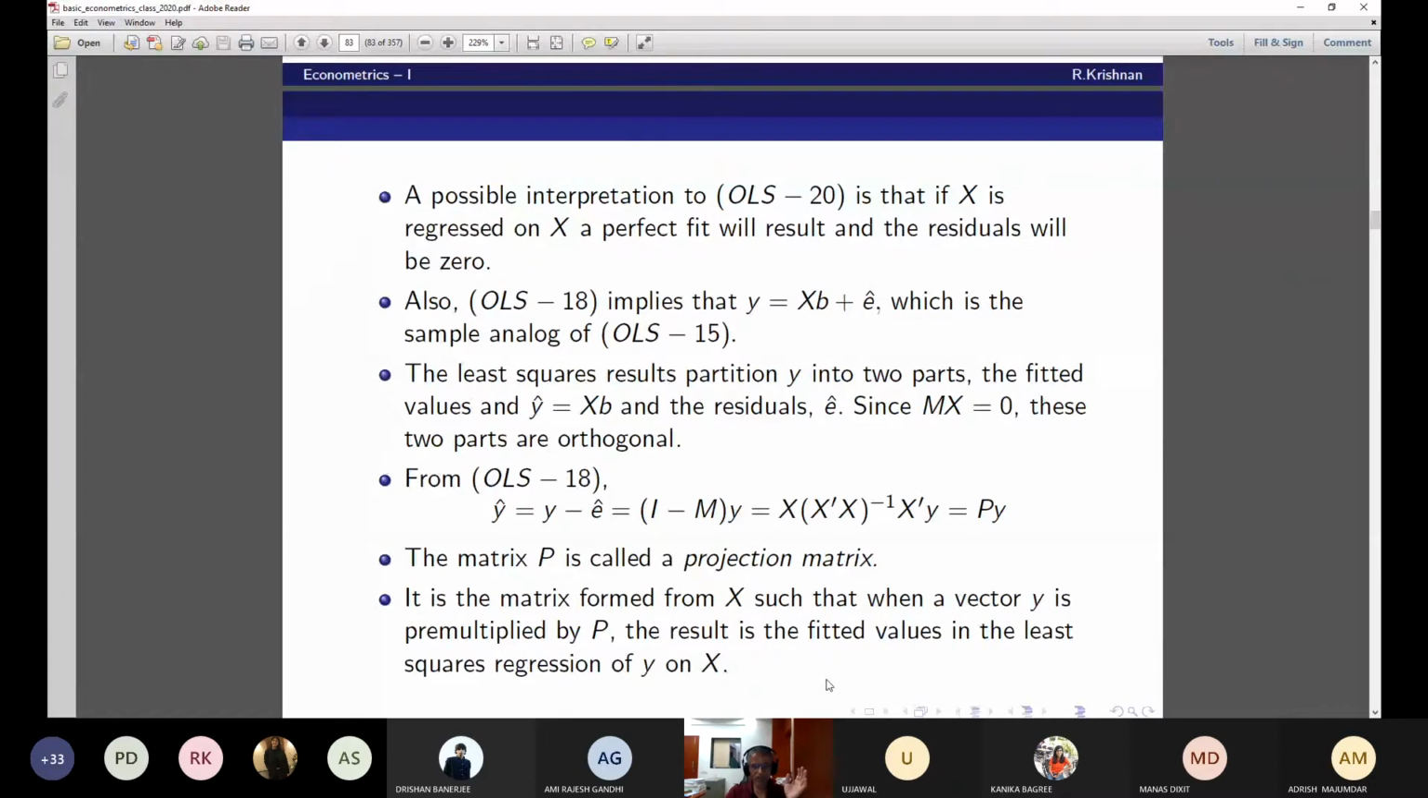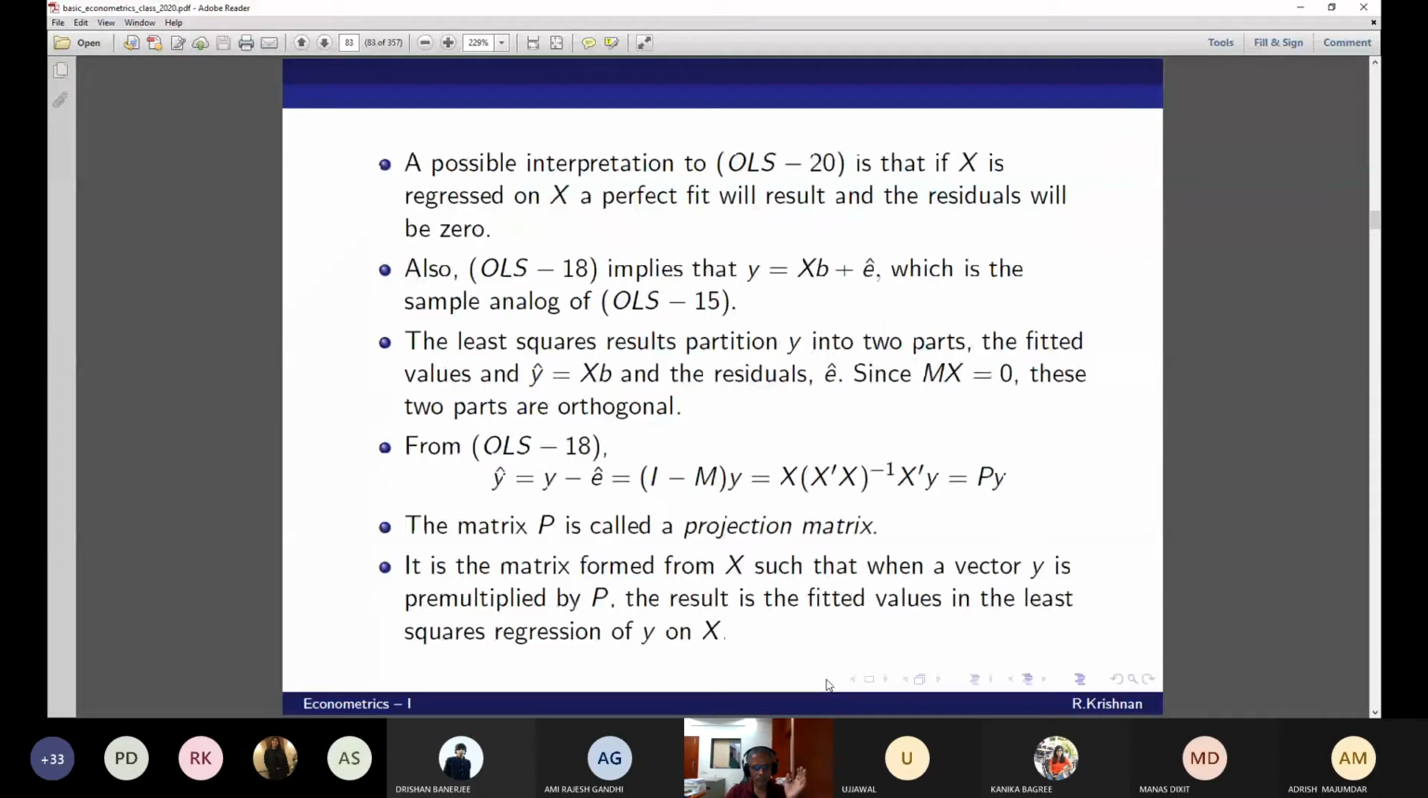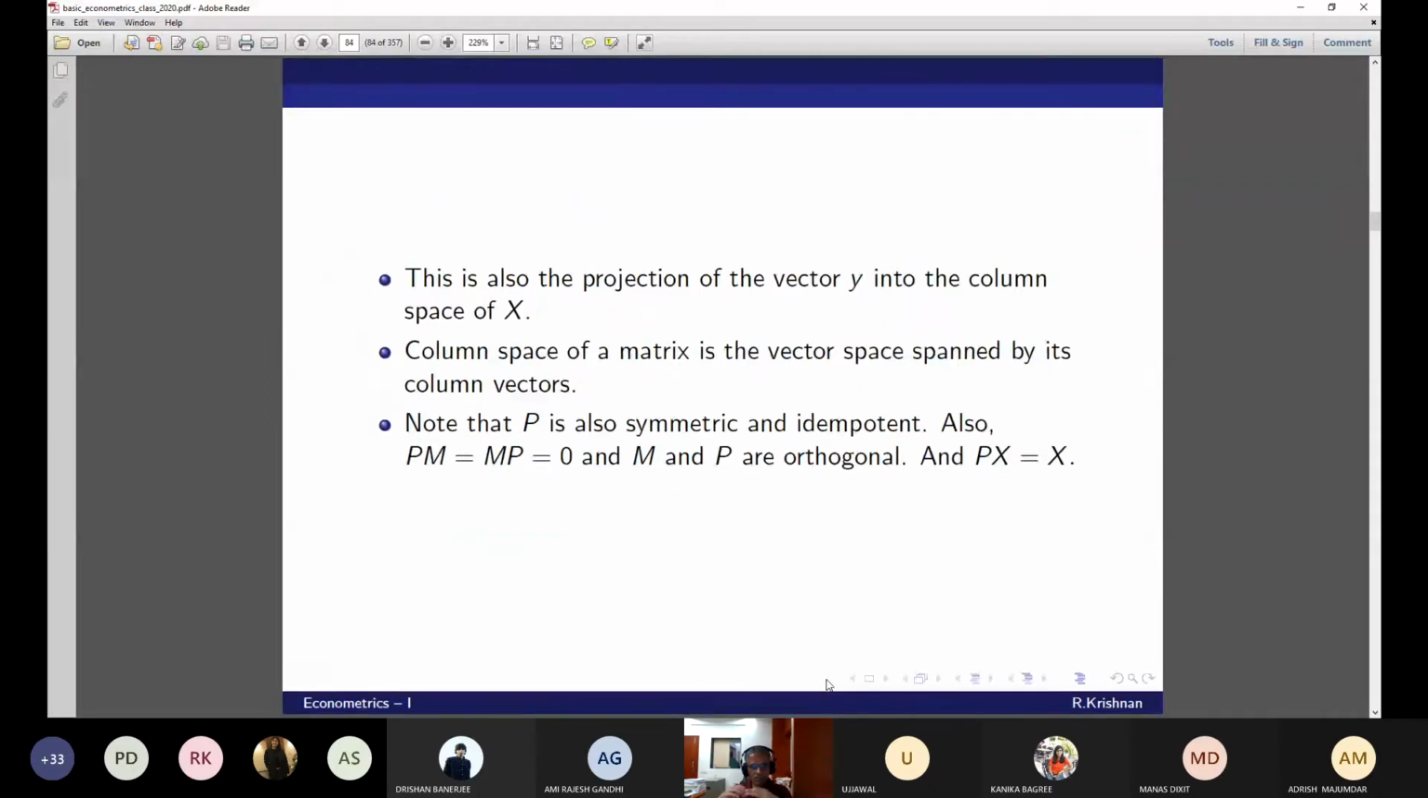We'll come back to this, I don't know whether I'll come back to MMSE and all. This is also the projection of the vector y into the column space of X. The column space of a matrix is the vector space spanned by its column vectors. Simply, the number of columns in the given matrix will give you the column space dimension. If I have a k by k matrix, normally the column space dimension is also k, but it need not be. It can be less than k if any one of the columns is a linear combination of the other columns.